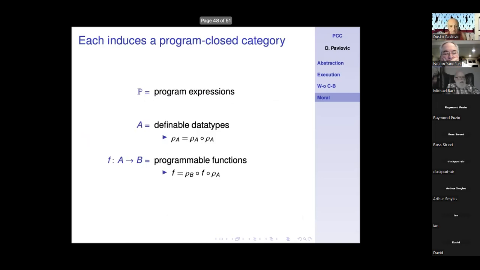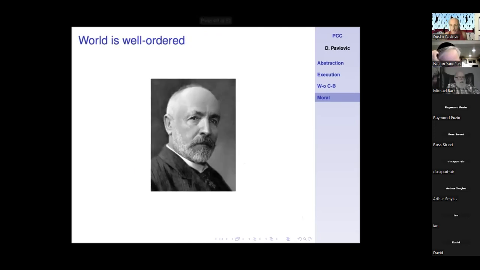There's a Babylon of programming languages, but each of them induces a program-closed category. So the invisible ether is this monoidal structure, and I described it in the beginning. P is the program expressions, A are definable data types, and morphisms are programmable functions. And computable is the sticker which we put for programmable.